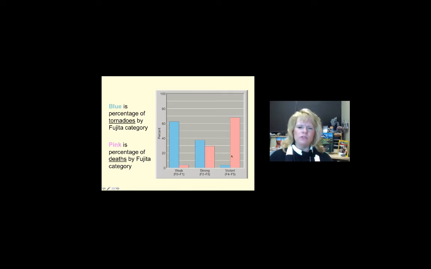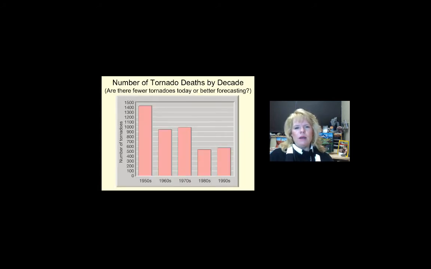However, this particular bar right here indicates the loss of life. And you can see how much greater the loss of life is from an F0 and 1, F2 and 3 to an F4 and 5. When you look at it by decade, what's happened since we really first started issuing tornado warnings, that really started happening right around here, actually in the 70s. But you can see before we had a warning system in place how many deaths were associated with that.